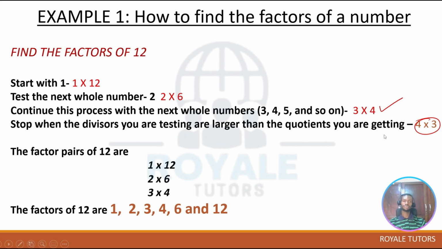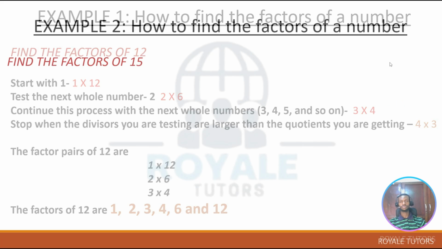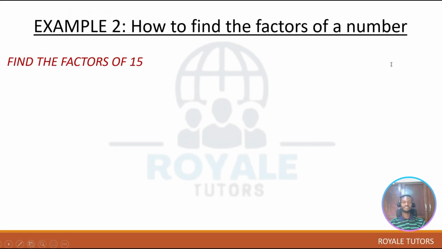Now let's get to another example. Example number 2. Find the factors of 15. So we start with what? 1. So 1 times 15. Remember, every number is a factor of itself, and 1 is a factor of every number. So therefore, our first factor pair is 1 times 15.